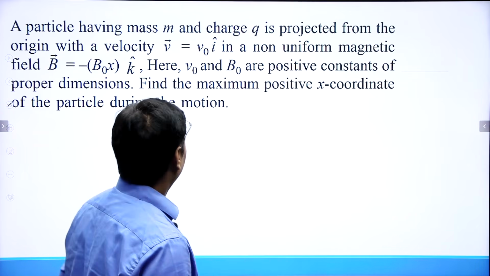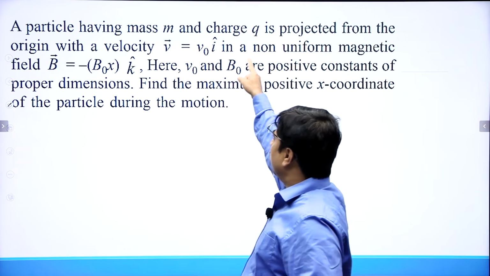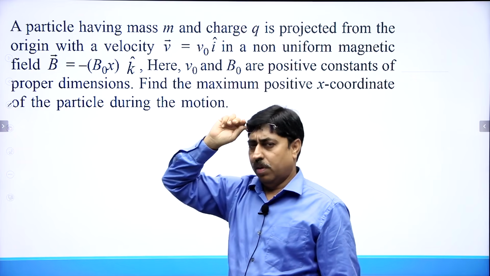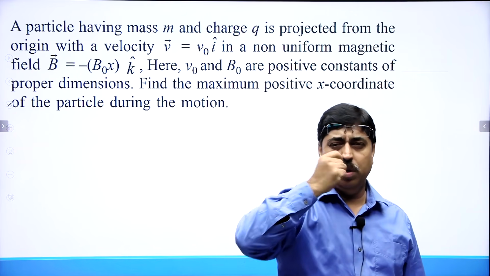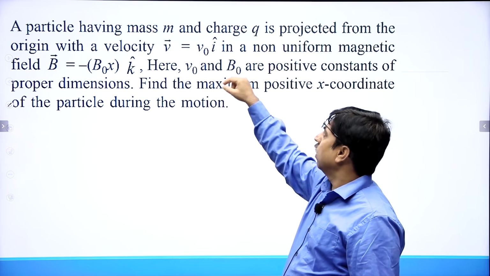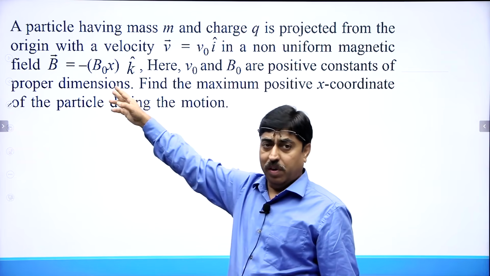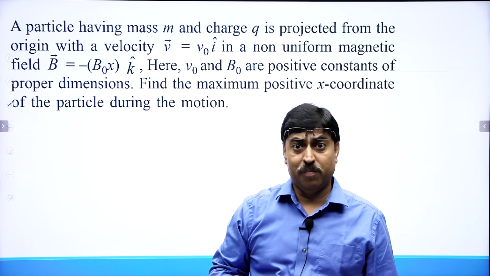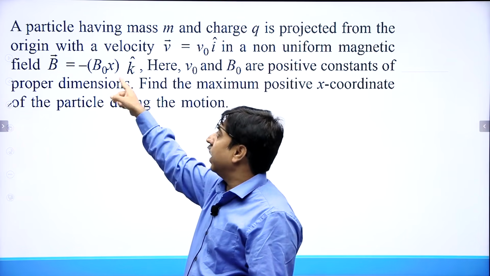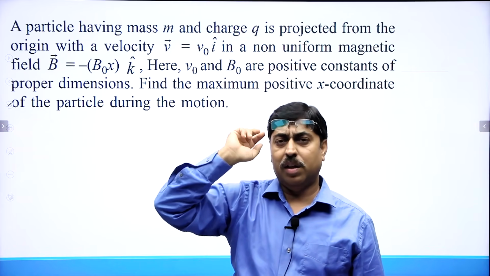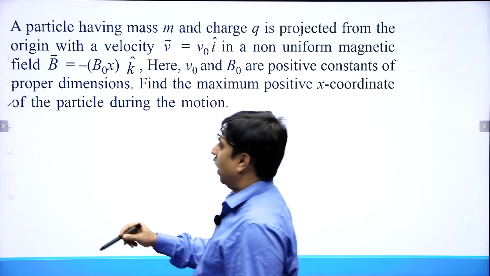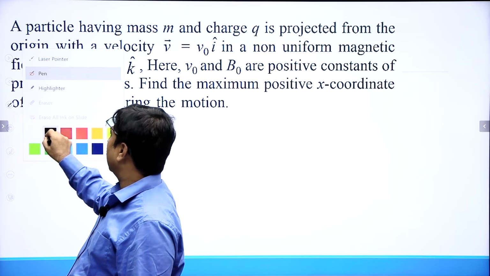The question says a particle having mass m and charge q is projected from the origin with velocity v naught i cap. It is projected from the origin in the positive x direction with speed v naught in a non-uniform magnetic field. The magnetic field is not uniform. It is minus B naught x k cap. So, the magnetic field is in the negative z direction, that is the first thing, and the second thing is the strength of the magnetic field goes on increasing as the x coordinate goes on increasing.